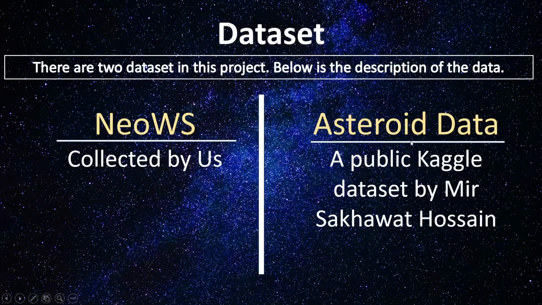The datasets that we use in the project are two. The first is NeoWS, which is collected by us, and the second one is Asteroid data, a public Kaggle dataset by Mir Sakomat Hossein. Both of these datasets have different features and different content, but they have one same goal, that is to classify hazardous asteroids.